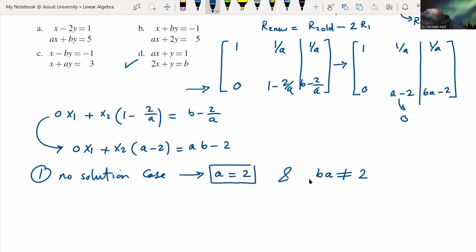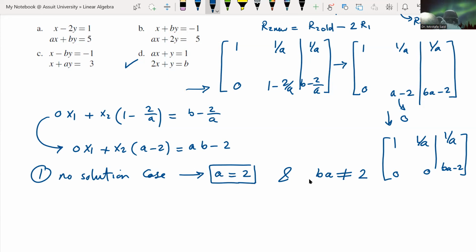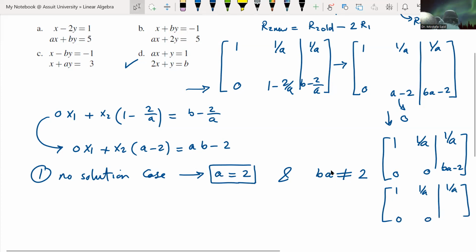Okay, so if we write this down here, this is the new system. This will be 1 over A, then 1 over A, and this will be 0, this will be 0, and this will be AB minus 2. Since A equals 2, we can just remove A here. So this will be 1 over A, 1 over A, 0, 0, and basically 2B minus 1. That's fine. You can even keep it as AB minus 2.